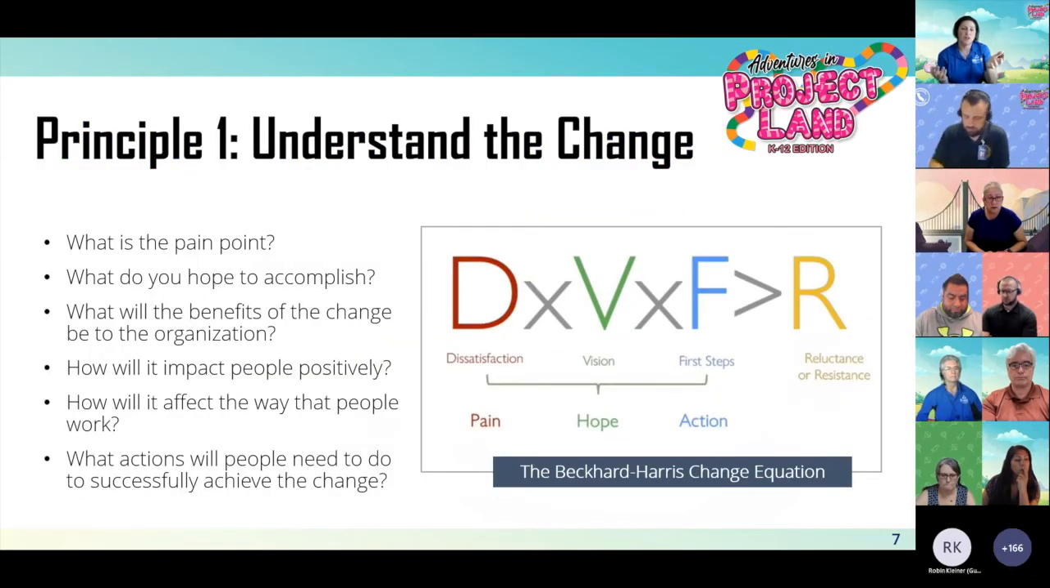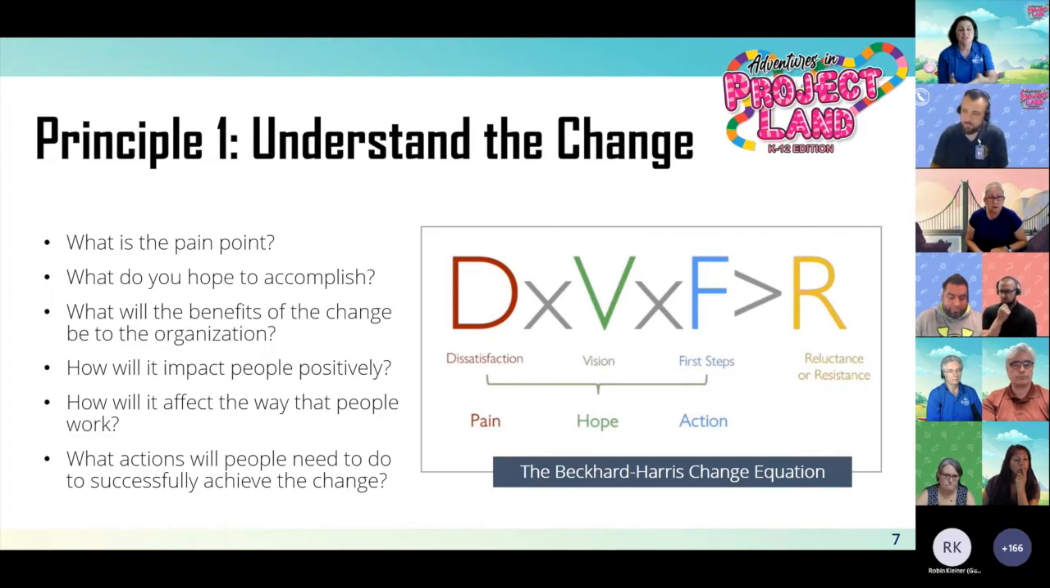So principle one is really understanding the change. So here are some questions to ask yourself and your sponsor and your team as you're planning to make a change. So the first question you want to ask is, what is the pain point, right? What's the problem we're trying to solve? What is it that we're hoping to accomplish? How are we going to solve this problem?